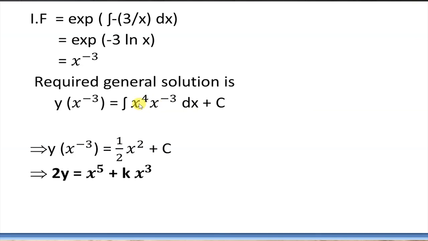After finding the integrating factor, we can write the general solution. In the first case, the general solution is y into integrating factor is equal to the integral of q into integrating factor dx plus c, or in the other case, the general solution is given by x into integrating factor is equal to the integral of q of y into integrating factor dy plus c. So this is how we solve the linear differential equation.